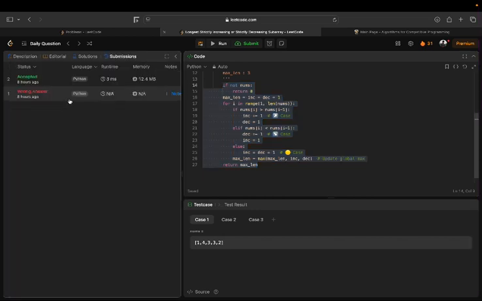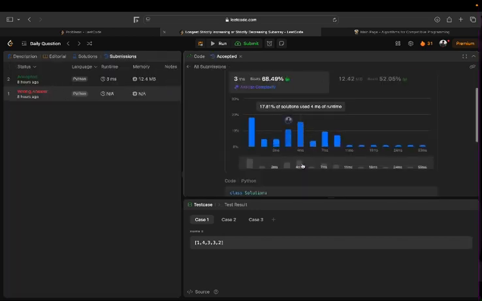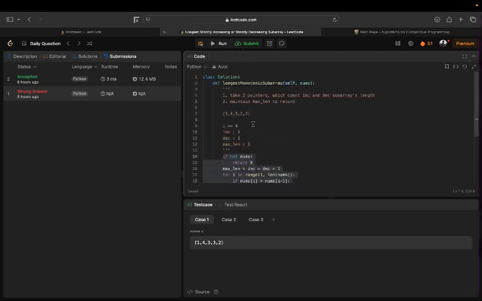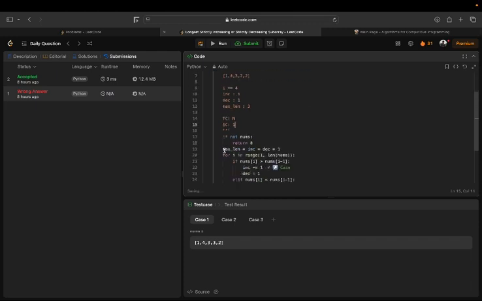We have submitted this with good time complexity. This is the best time complexity possible. The time complexity is O(n) and the space complexity will be O(1), because we are not using any extra variable space, we are using only constant space.